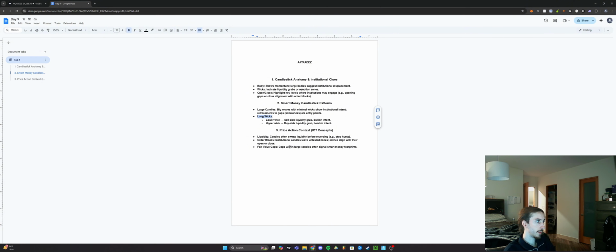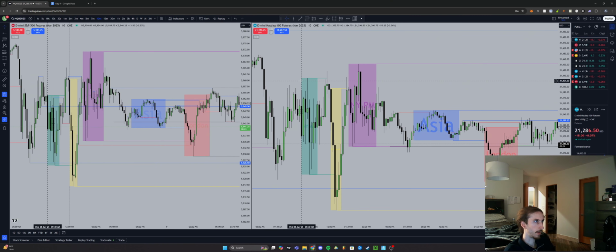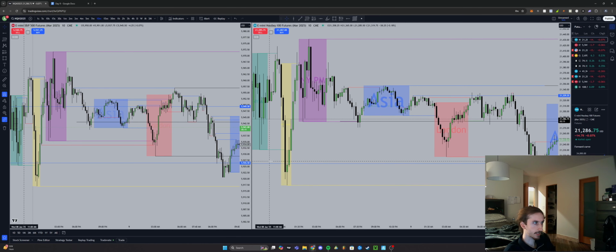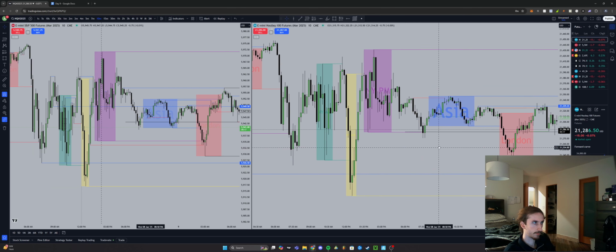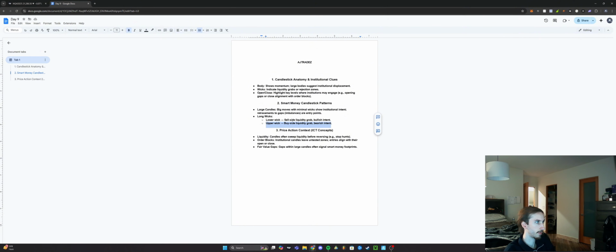And again, wicks here. The lower wick, sell side liquidity grab for bullish intent, and the upper wick is a buy side liquidity grab for bearish intent. And that's exactly what I meant here. Buy side liquidity grab for bearish intent, sell side liquidity grab for bullish intent. It's very, very simple, guys. That's all I mean by that.